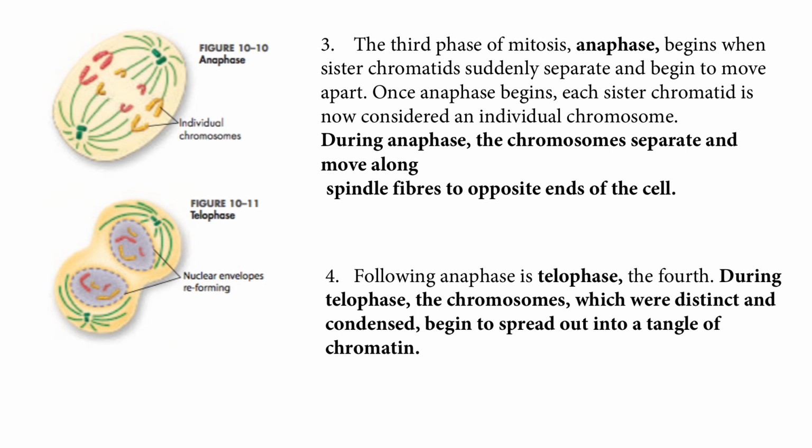Following anaphase is telophase, the fourth phase. So what is happening here? The chromosomes which were condensed now become long and they start unwinding. So look at the nuclear envelopes reforming, and look at the chromosomes which are now long and unwound.